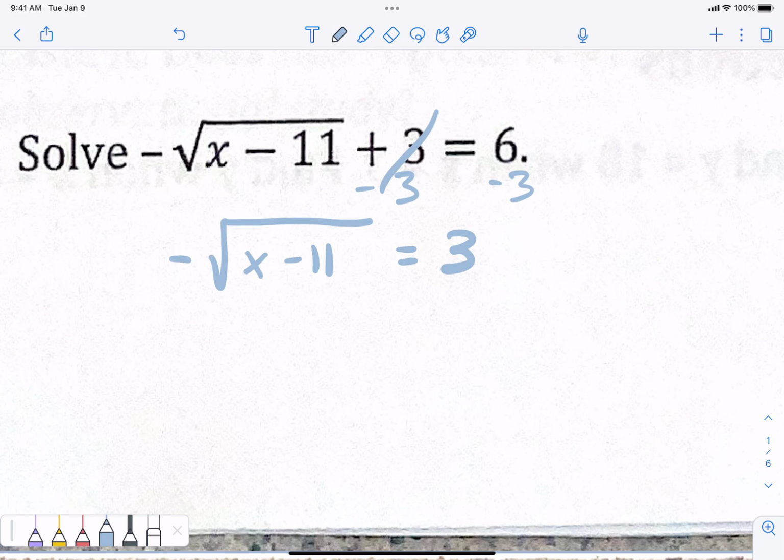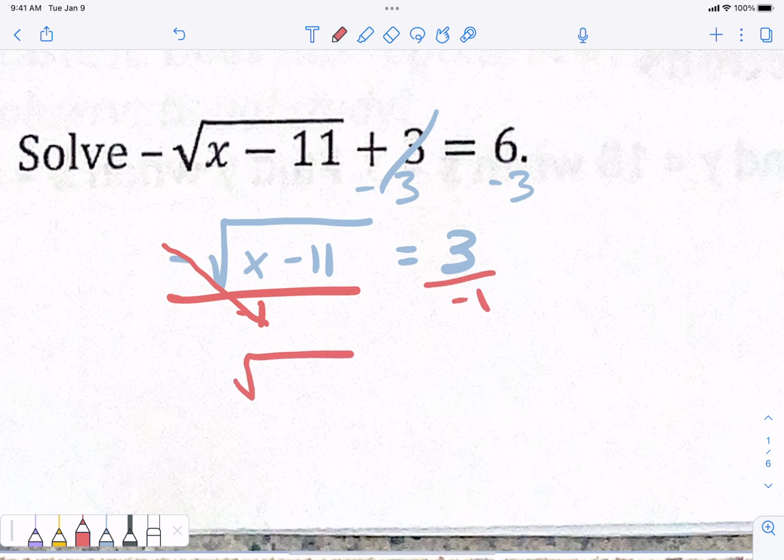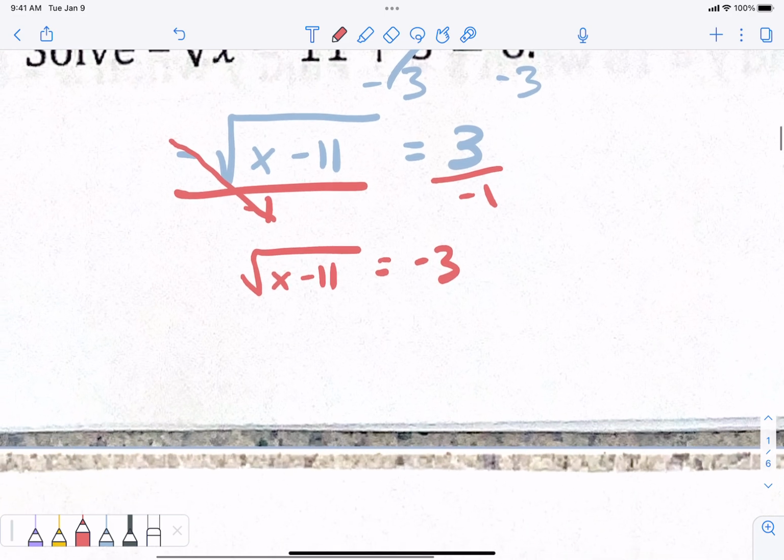I'm going to divide by -1. It doesn't matter, it's the same thing as times -1. To get rid of that negative, we divide by -1 or times -1. So the square root of x minus 11 equals, what's 3 divided by -1? -3. Okay, now what? Now we square it, right?